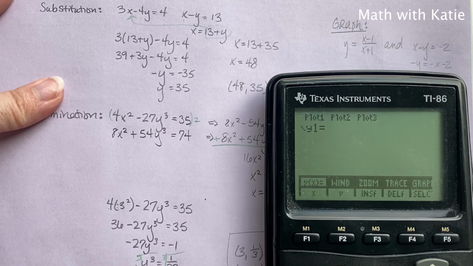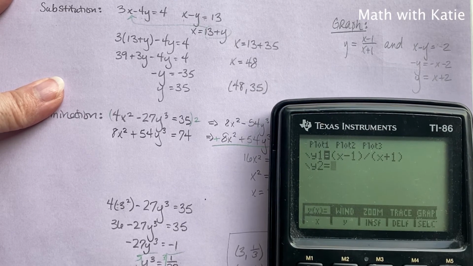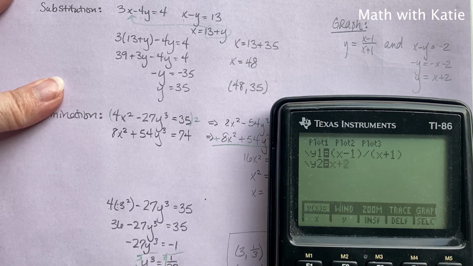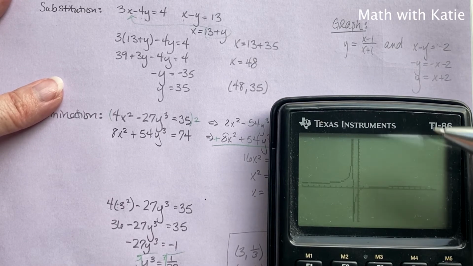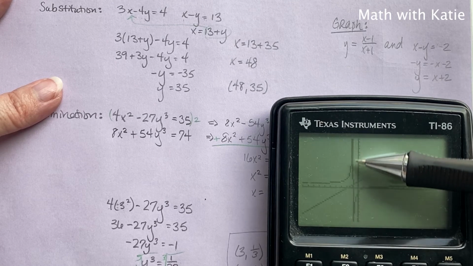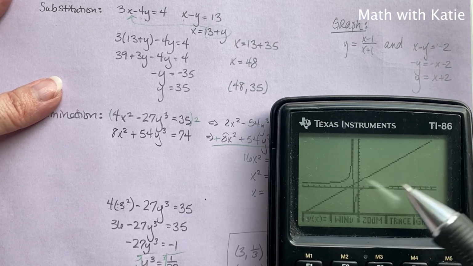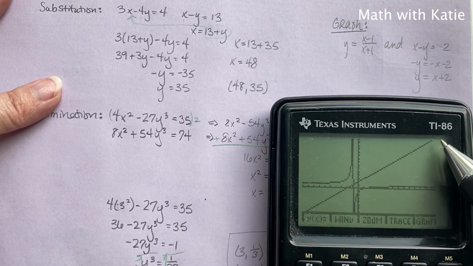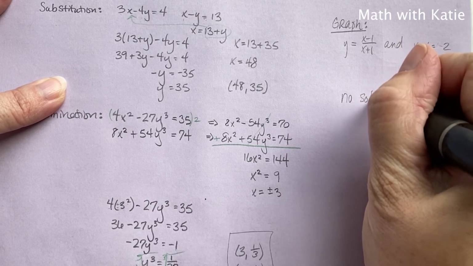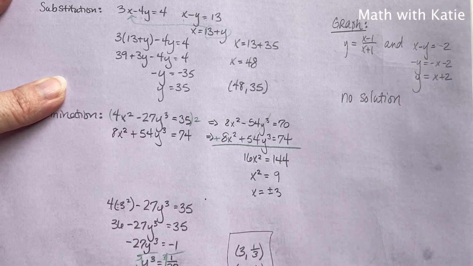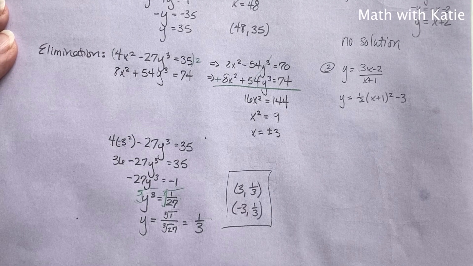Okay, the first one is x minus 1 divided by x plus 1, and x plus 2. Again, remember, since my calculator is a little old, that's the vertical asymptote, okay? All right, so we notice these never intersect. So we have no solution, right?